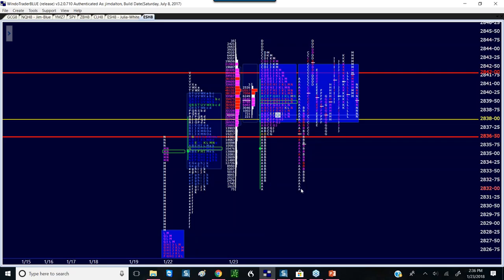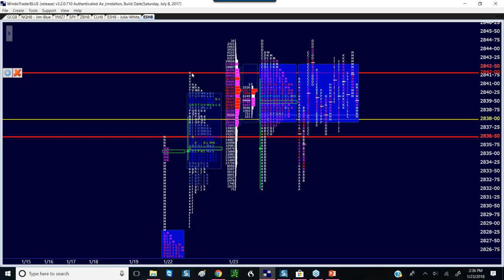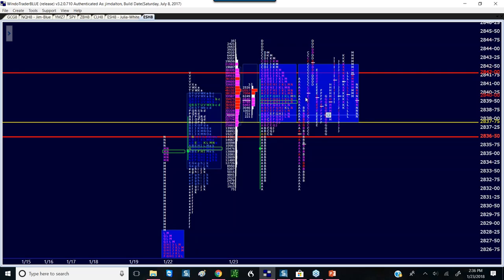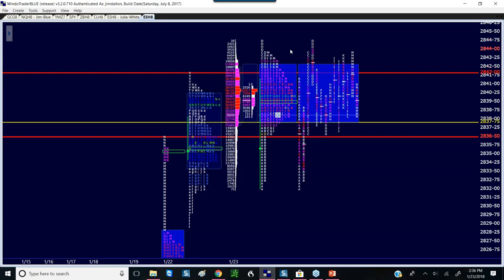So one point for going long when C period came out of B period was that B period did not take out the A period low, so we have an excess low. Two, value looked like it had very good odds of being higher today. And three was that the overnight high had not been taken out in A period. So the market did come back up in C period and take out the overnight high.